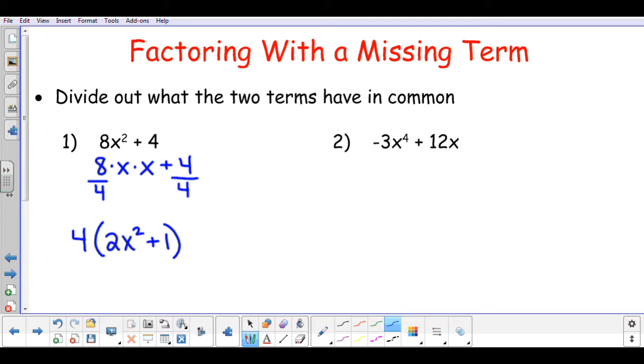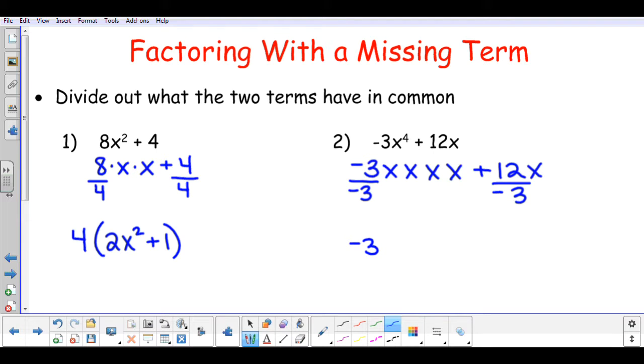In number 2, I'm going to do the same thing. I'm going to write everything out, so I have a negative 3 and 4 x's, and I have a positive 12 with a single x. So if I look at the numbers, a negative 3 and a 12 have a 3 in common, and I'm going to divide by a negative 3 because we want that very first number to be positive. So I know I'm going to have a negative 3 in front of everything.